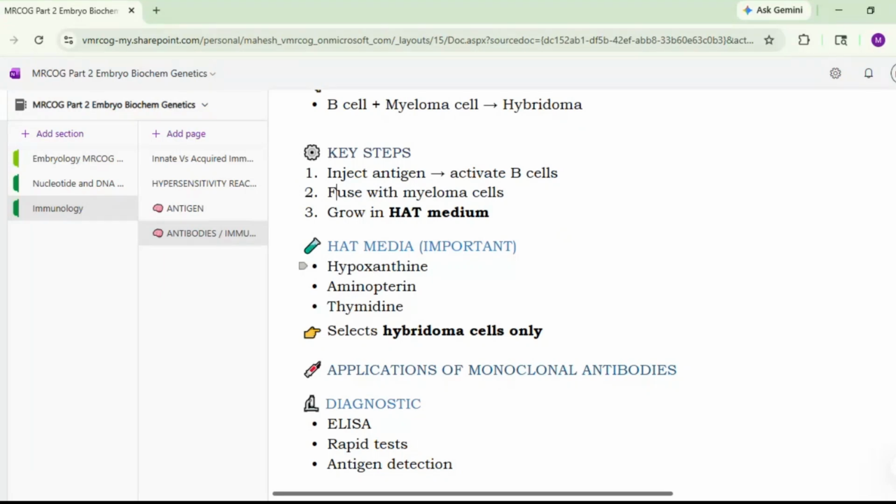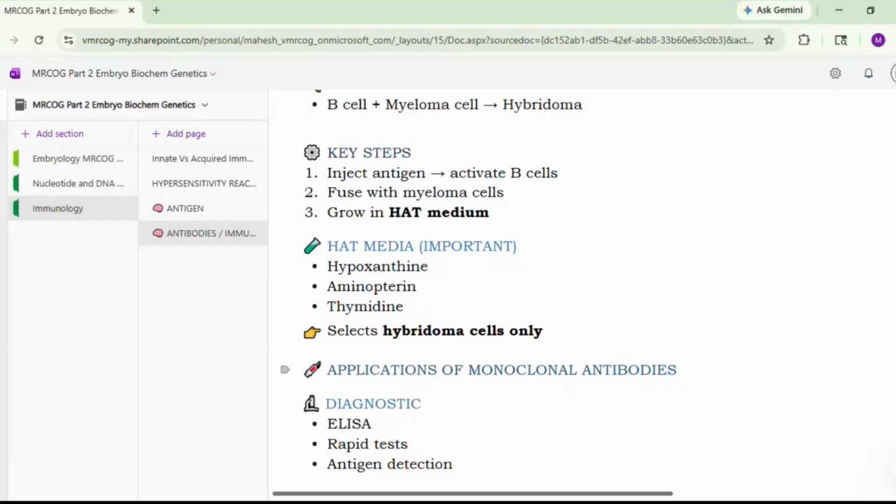Now, this HAT medium is hypoxanthine, aminopterin, and thymidine. It selects only the hybridoma cells. Once you fuse with the myeloma cells, you will get these hybridoma cells, and only the hybridoma cells will remain in this HAT medium, while other B cells and myeloma cells will not survive.